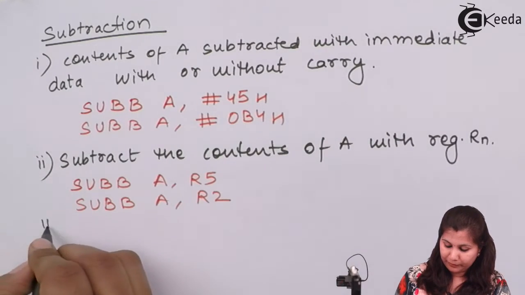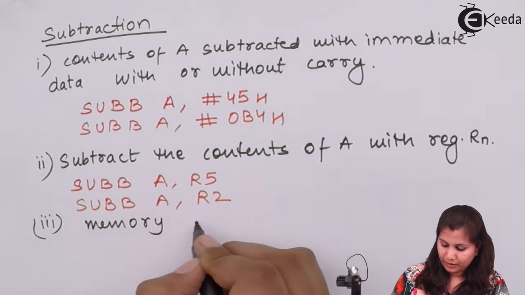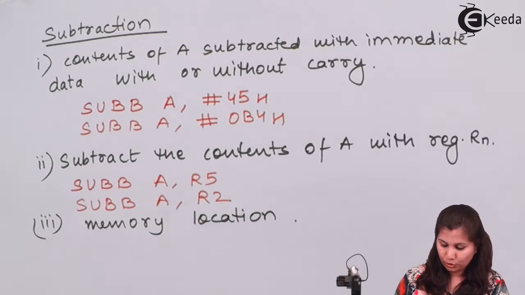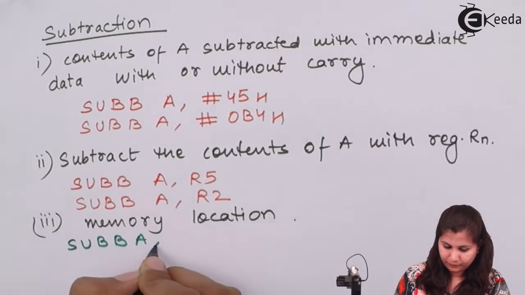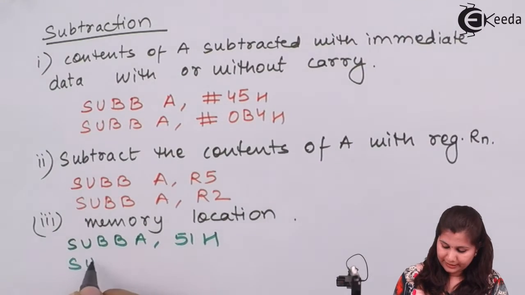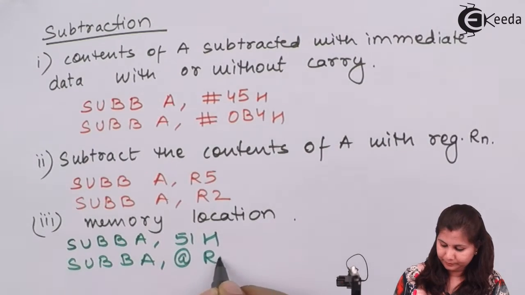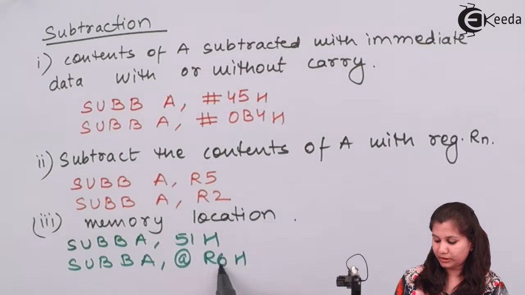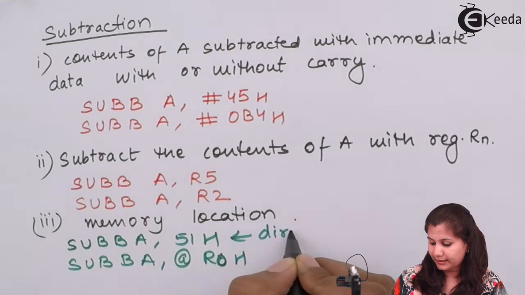Third, we have with the memory location. Again we can use direct or indirect addressing for this. So examples will be: directly address is given; indirect addressing, the address of the memory location is stored in the R0 register. So this is direct and this is indirect.